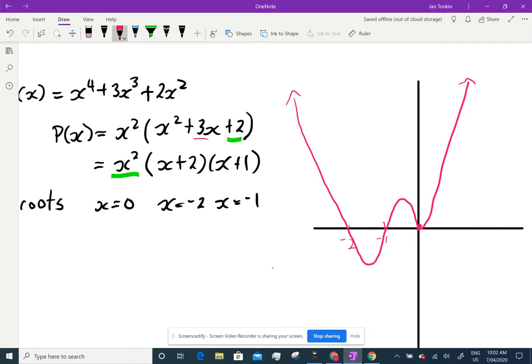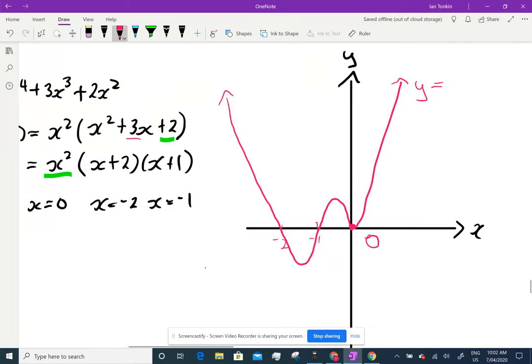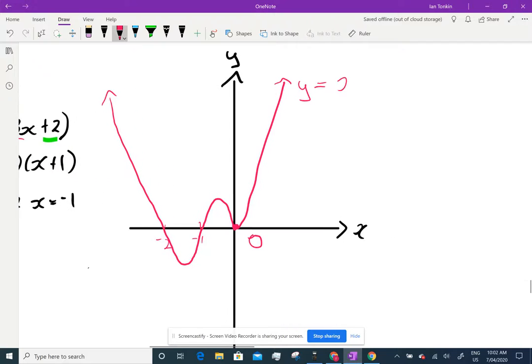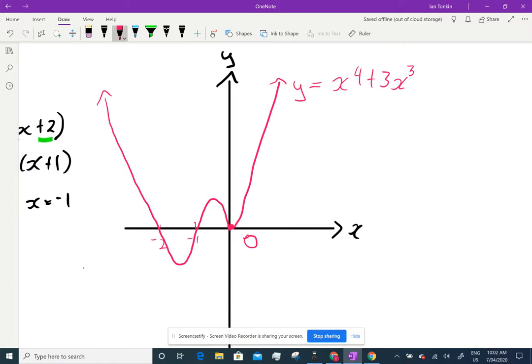Because this is a double. So label your axes. Make sure you've labelled your roots: 0, -1 and -2. Label your graph: y equals x to the 4 plus 3x cubed plus 2x squared.